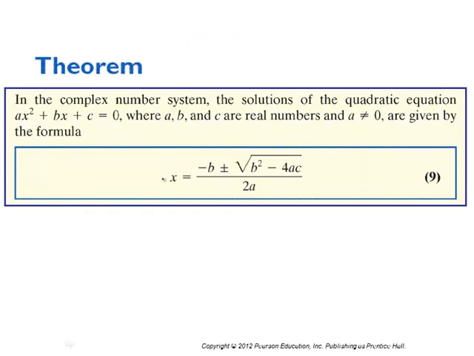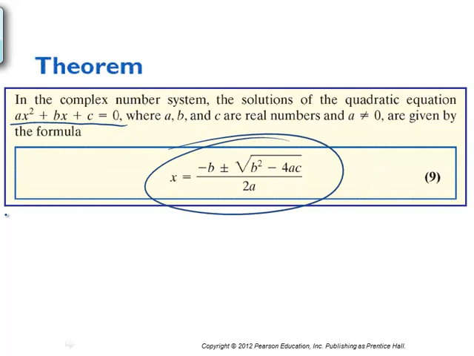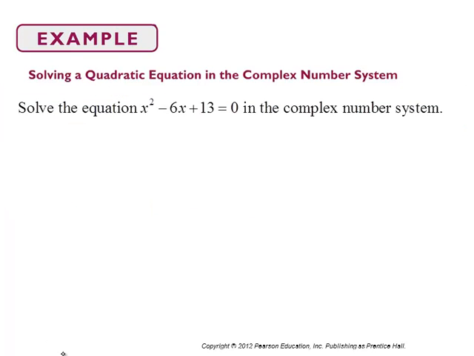Now, for the general equation ax squared plus bx plus c equal to 0, we will potentially use the quadratic formula. And if b squared minus 4ac is negative, then we could potentially have complex solutions. Let's warm up by looking at this equation here. x squared minus 6x plus 13 equals 0. We have a is equal to 1, b is equal to negative 6, c is equal to 13.